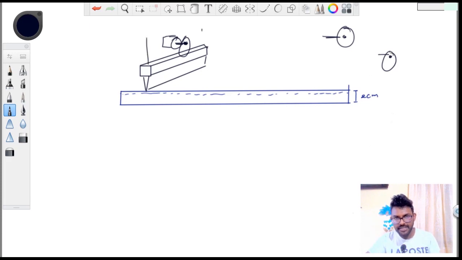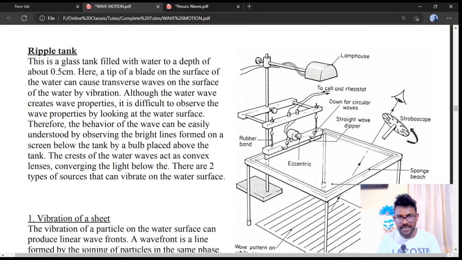Since this sheet is being suspended by rubber bands, it can vibrate up and down with the rotation of the motor. This rotation creates a vibration, and that vibration is transferred to this sheet. The sheet is softly suspended because it's not rigidly connected, so it can vibrate up and down. With that, it creates a wave or ripple in the water in the tank, so we can name it the ripple tank.